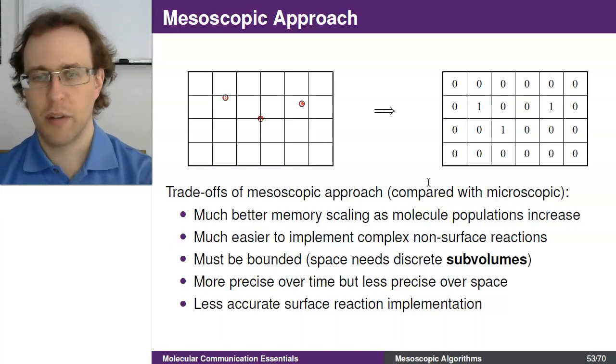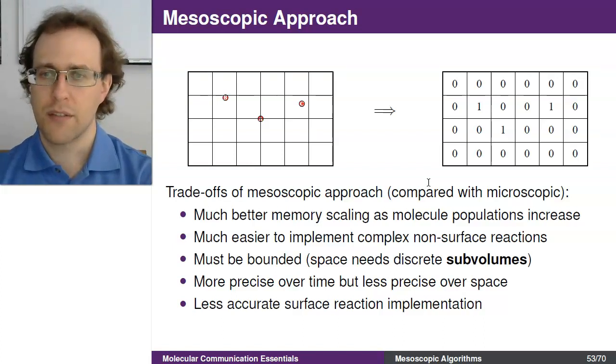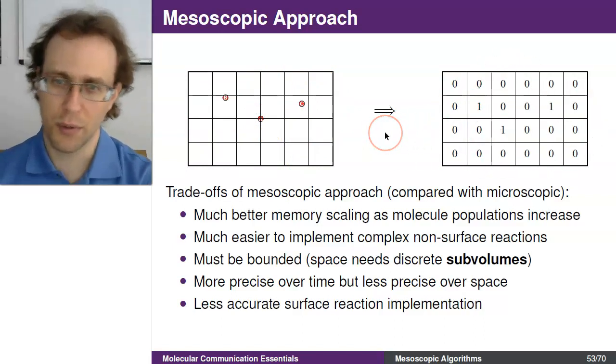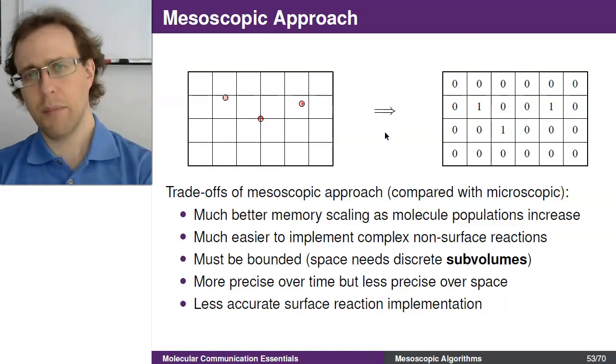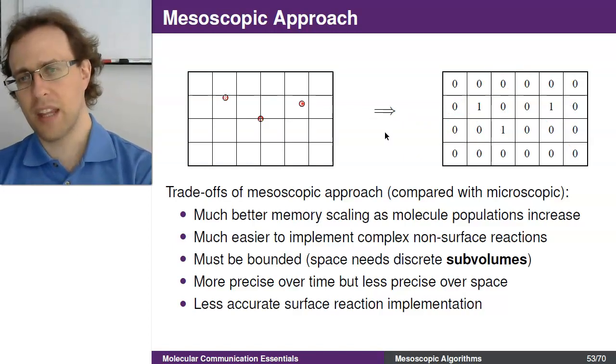I'll talk briefly now about a mesoscopic approach. As I mentioned before, in the mesoscopic regime, instead of modeling individual molecules, we have a grid of boxes that we call subvolumes. Within each box, we're counting the number of molecules that are present. So instead of tracking individual molecules and their precise coordinates, we're tracking boxes of molecules and counting the molecules per box. This has a number of trade-offs compared to microscopic.